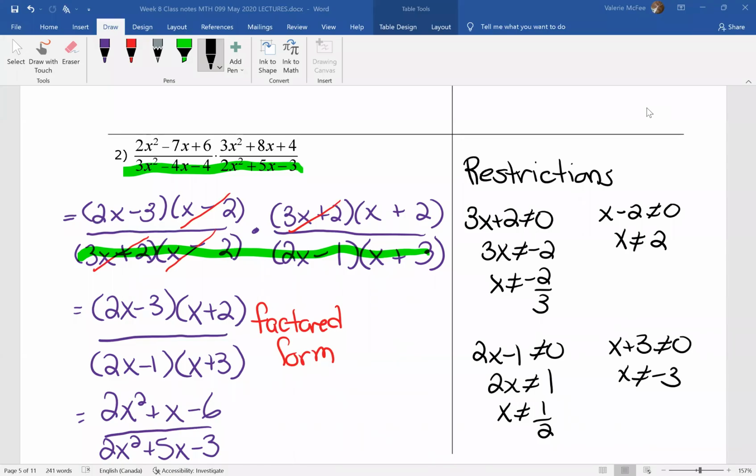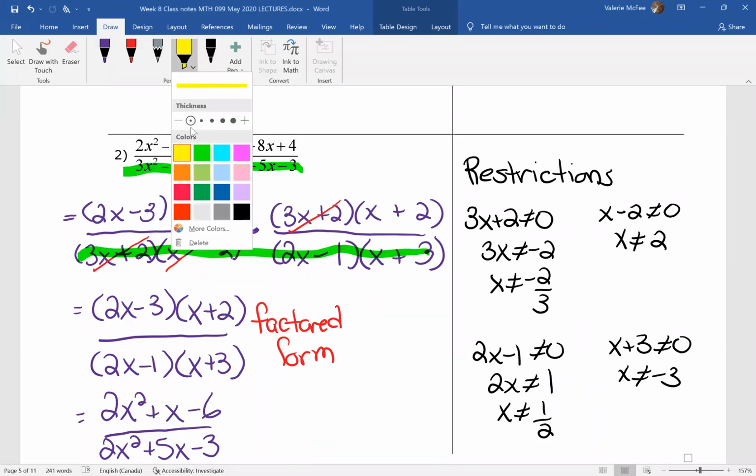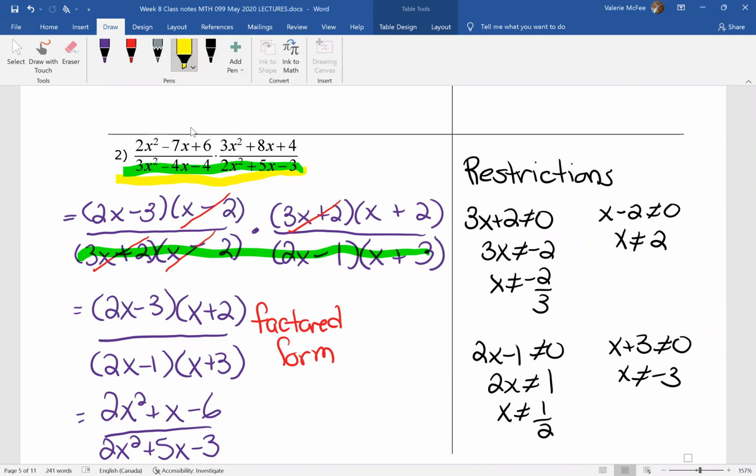Remember again, for the restrictions, we are only looking at the denominator. We've already had the denominator factored, so we used our first factor and see that x cannot equal -2/3. We used our second factor, found that x cannot equal 2. We used this factor, found that x cannot equal 1/2, and this factor, x cannot equal -3.